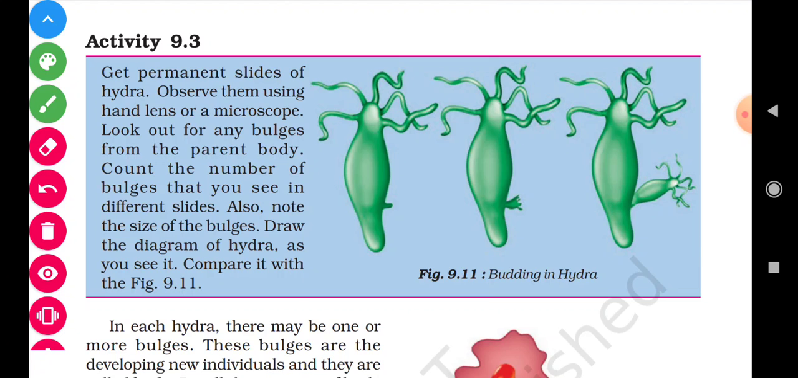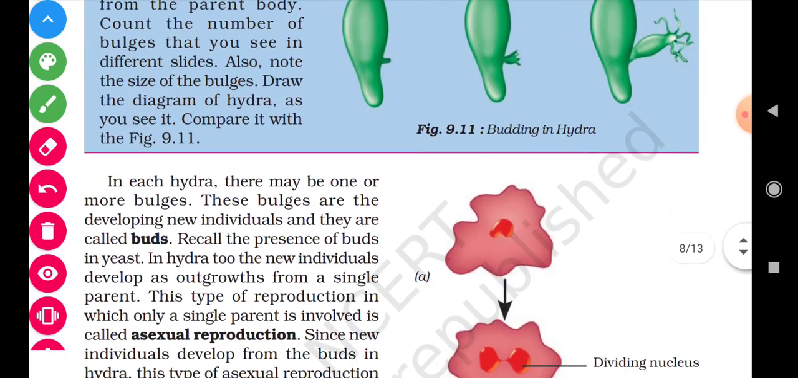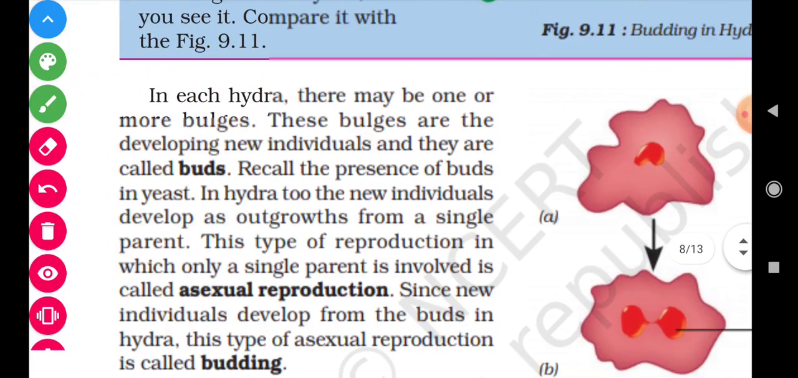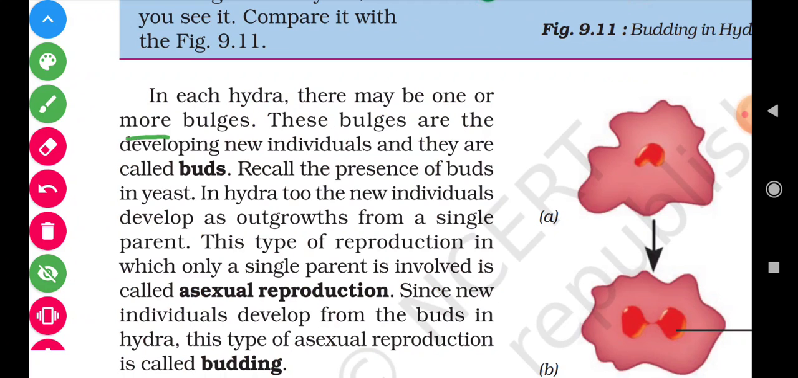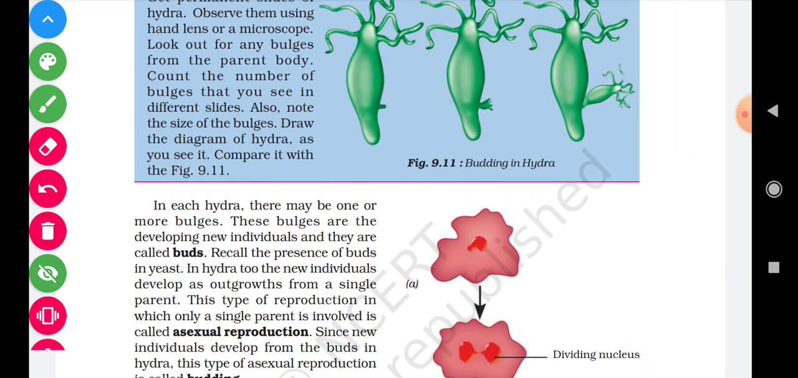Draw the diagram of Hydra and compare it with the other figure. So in the Hydra, there may be one or more bulges. Bulges means, here one bulge has come out, and this is another. These bulges are developing new individuals and they are called buds. Means this kind of bulge is called a bud. Okay.